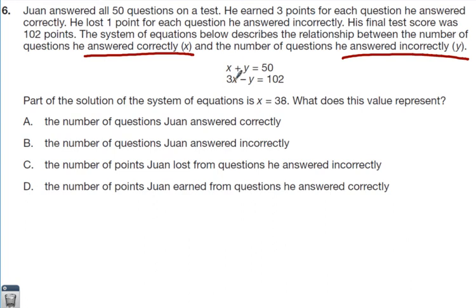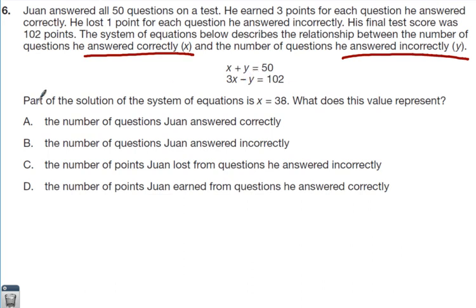And so we're going to multiply 3 and x together because it was 3 points he received for every correct answer, for every correct question. So that's why you multiply 3 by this x variable. And it looks like we lose 1 point, so that's why it's minus 1y.